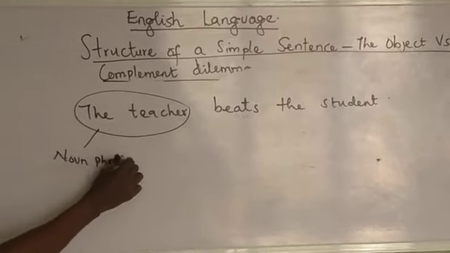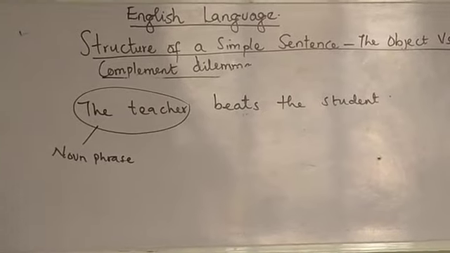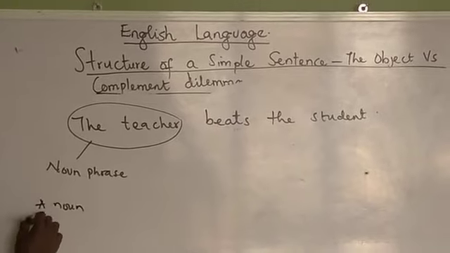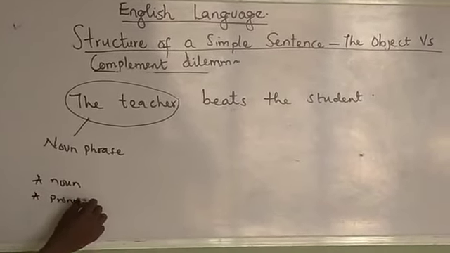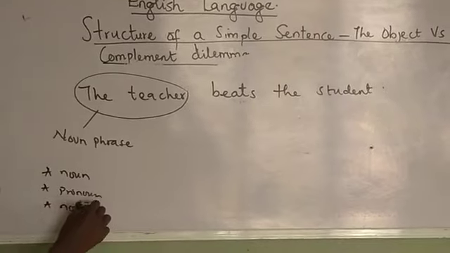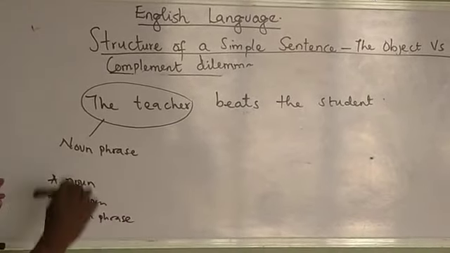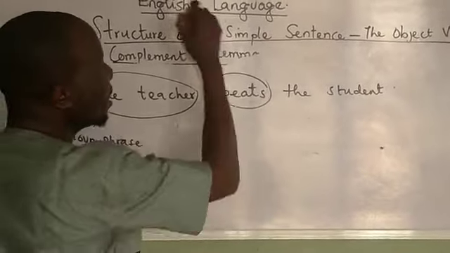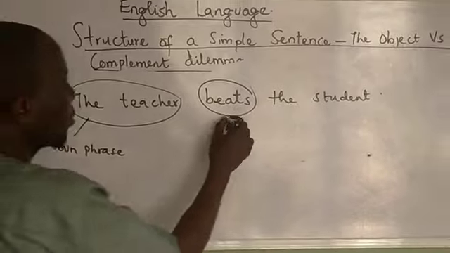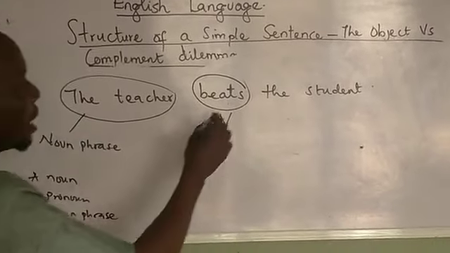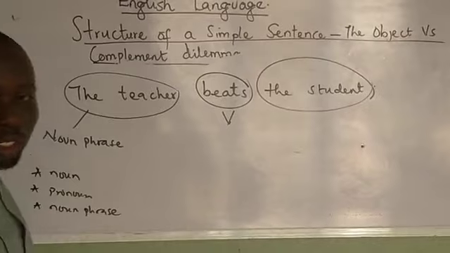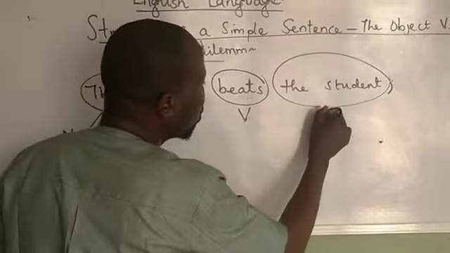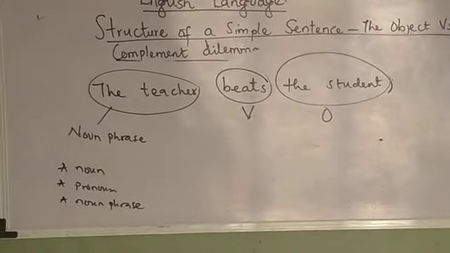Let me tell you something about the subject. The subject can either be a noun, a pronoun, or a noun phrase. I hope that is clear. Beats here is what? Verb. The students here is what? Object. Good.